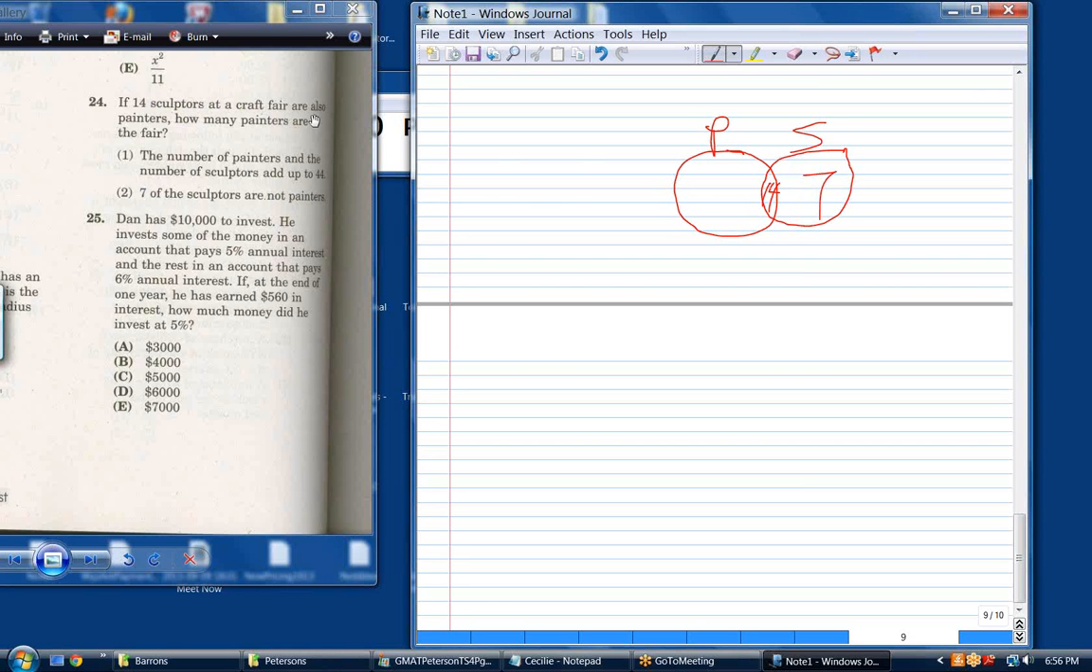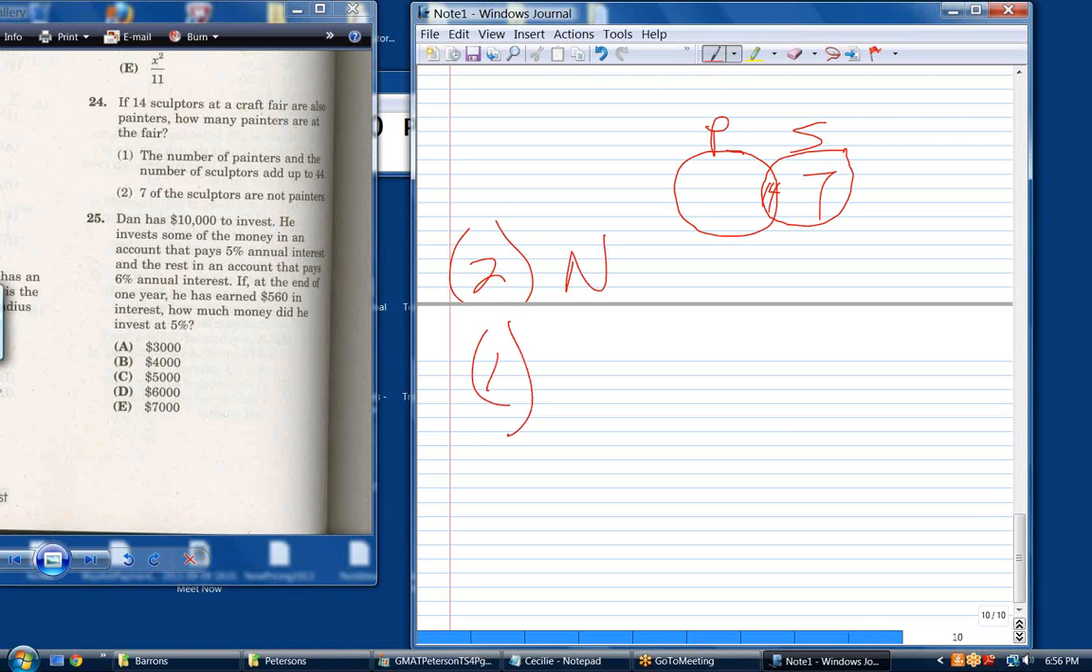but it doesn't tell us how many painters there might be. So you can't use it. Well, it doesn't answer. So 2 is a big no. Now let's look at 1. The number of painters and the number of sculptors adds up to 44.